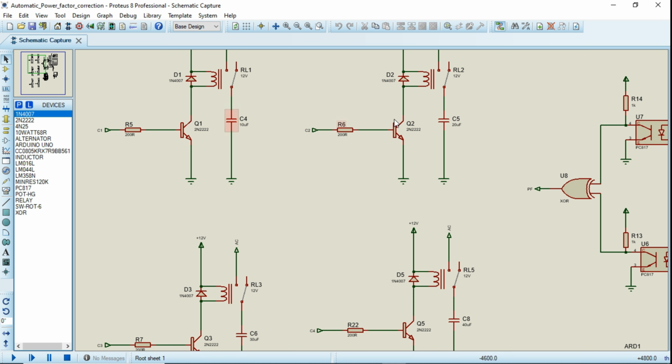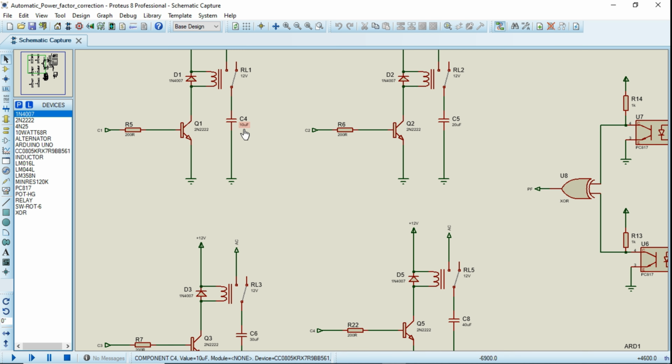Here the values of capacitors are different from each other, and those are increasing in steps. So if the value of power factor is decreased to a very low level, in that case all of these capacitors will be added into the system. But if the value of power factor is close to the nominal value, in that case only a few capacitors will be added into the system. So the addition of capacitors is totally dependent upon the value of power factor of the system.